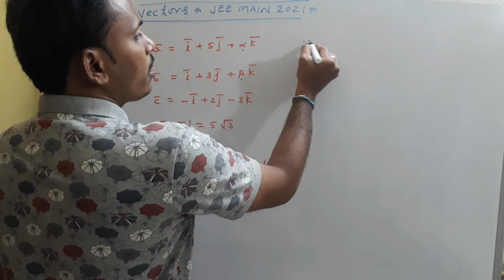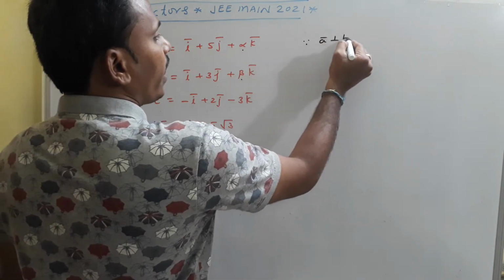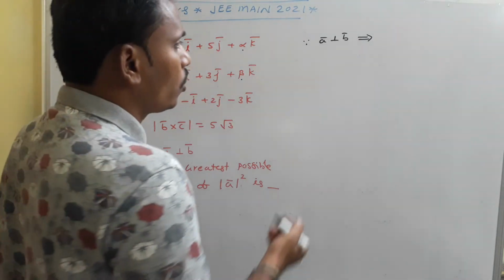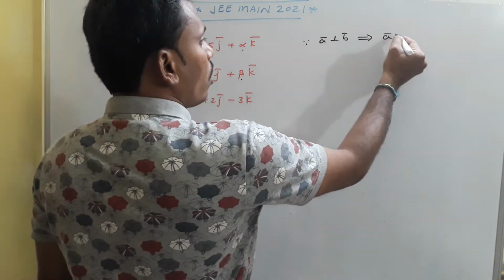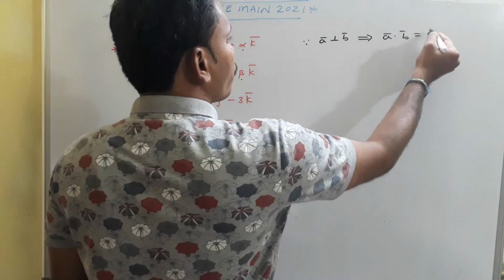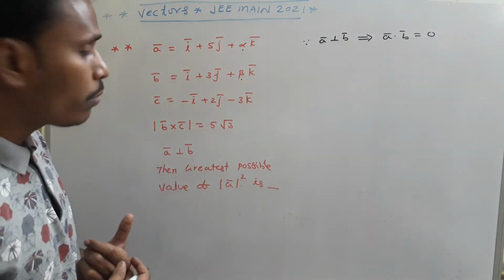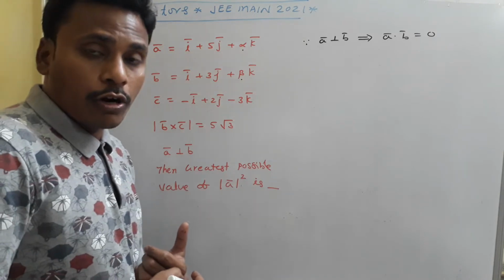See, since a bar is perpendicular to b bar, angle between those two vectors is 90 degrees, and we know cos 90 is 0. Since cos theta is 0, dot product between those two vectors is 0, and so a bar dot b bar is 0. See, a bar dot b bar 0.